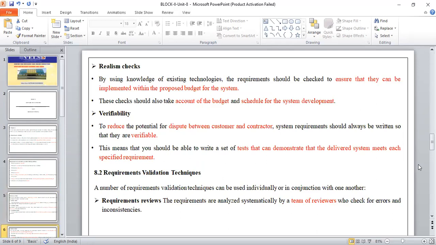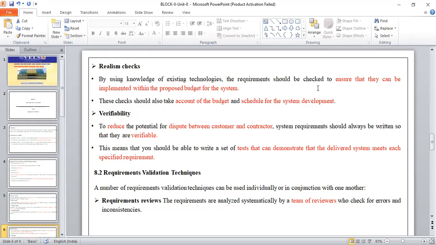Then realism check. Ultimately, what is the realism here? By using knowledge of existing technology, the requirements should be checked to ensure that they can be implemented with the proposed budget. The budget is a very important thing which plays a major role. The cost of the software. If a proposed budget is enough to implement the proposed software, that is a realism check.